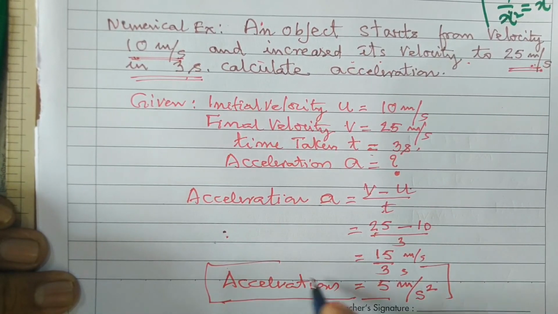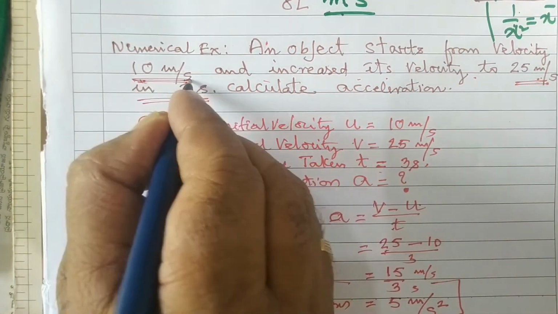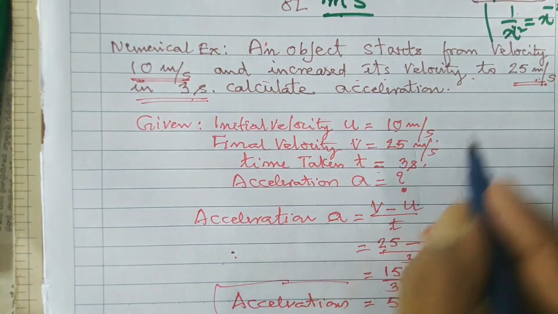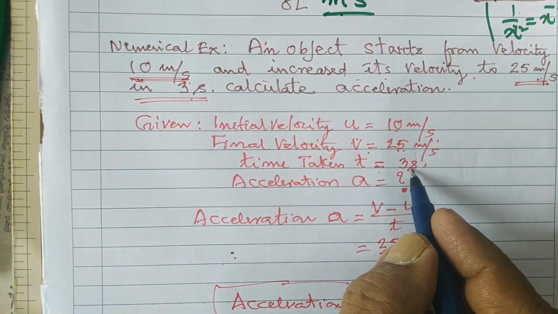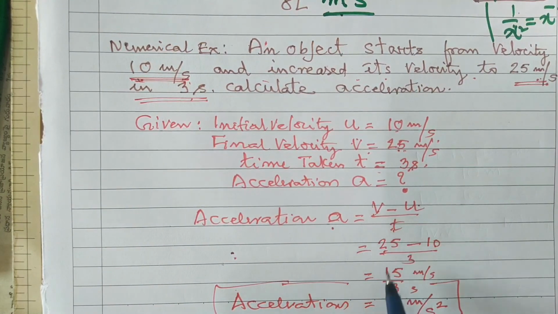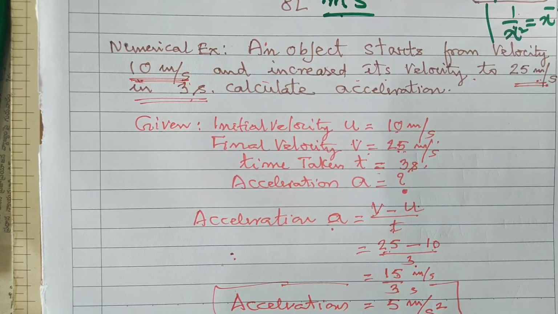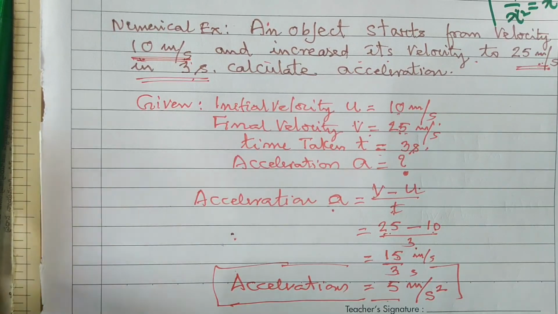Okay, this is for this problem. Once again, quickly see this. Initial velocity u is given 10 meter per second. We have written u is equal to 10 meter per second. Final velocity v is equal to 25 meter per second. We have written time is equal to 3 seconds. And then after the acceleration formula we wrote v minus u by t. V and u we have taken from the given things, substituted 25 minus 10 by 3, then 15 by 3. Finally we are getting 5 meter per second square. Okay, I think all of you have gone through this and understood how to calculate the acceleration. In the next class, we'll see some more problems.